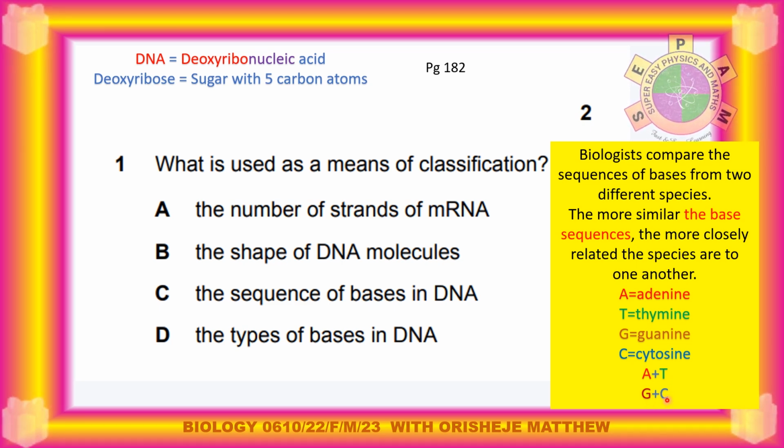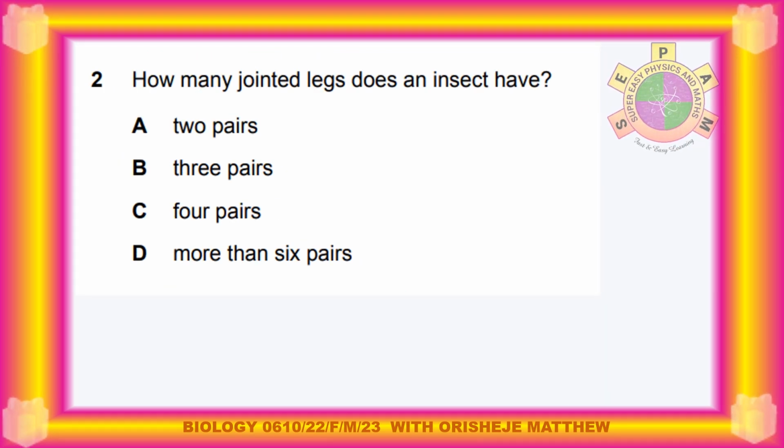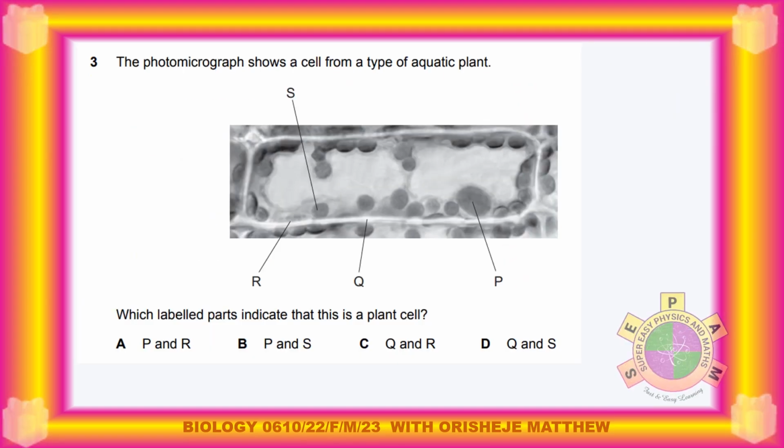So to answer this question, so that the video will not be too long, so let's go. So the answer to this question is C. Let's go to the next question. How many jointed legs does an insect have? This is a direct question. An insect has 6 legs, which are in 3 pairs. So we have 3 pairs of legs. This is a direct question.